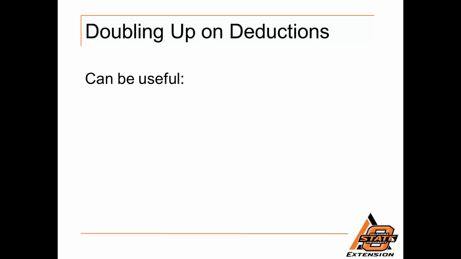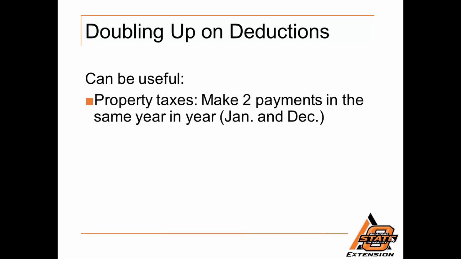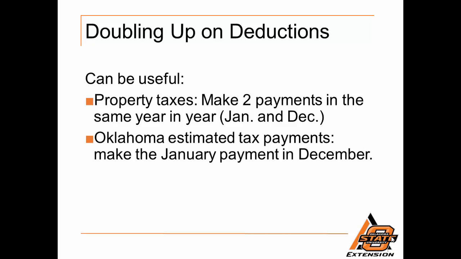Also, doubling up on deductions. These can be useful. So we're looking at property taxes. Normally we make the payment in January, but what if you make the 2015 payment in January and then we make the 2016 payment in December? Then you've got two in the same year. You're going to make that deduction, two payments, double up in the same tax year.